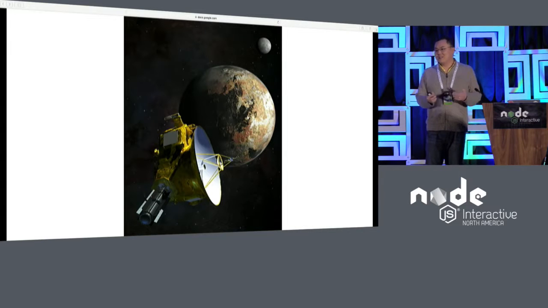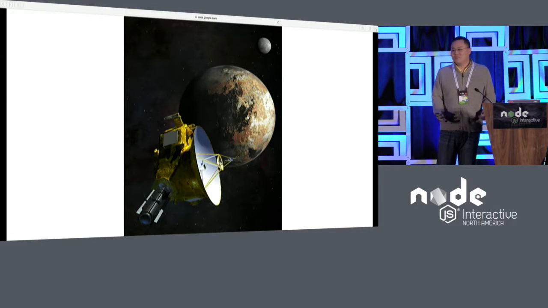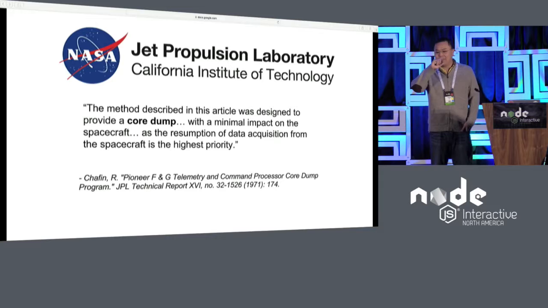Would they attach a debugger and debug the problem? And then it's like, hey, we figured out the problem 3 hours later. Oops, we've flown past Pluto, right? And we only get this one shot to fly past Pluto. So how does NASA really deal with this problem?